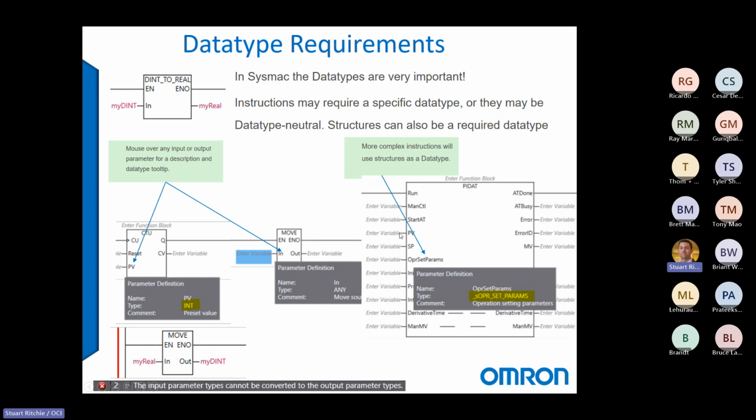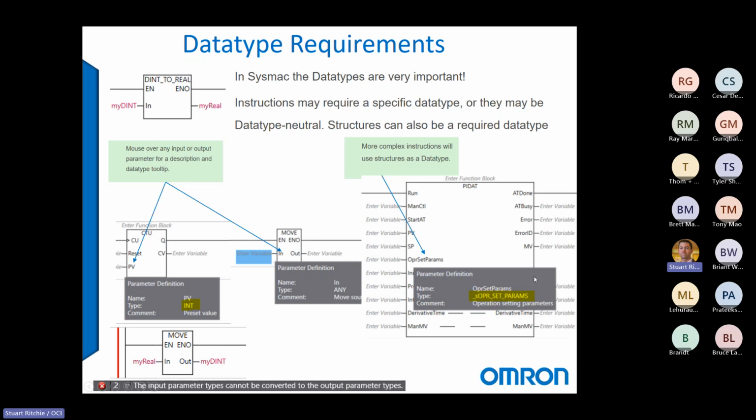Now, if you mouse over any parameter on any function block or any instruction, it will tell you the data type it's expecting. If you put the wrong data type there, it will let you know, and you will not be able to download your project to the PLC because it has an error in it.